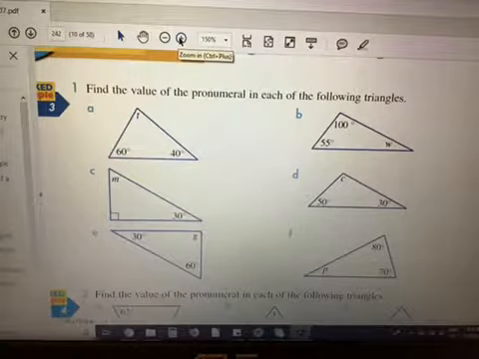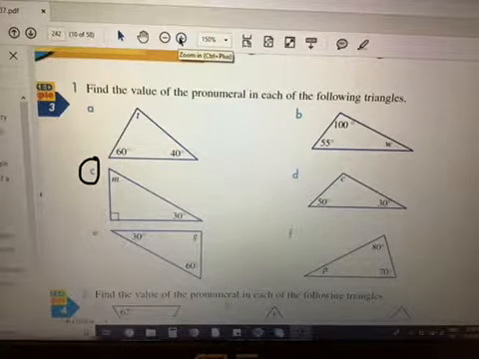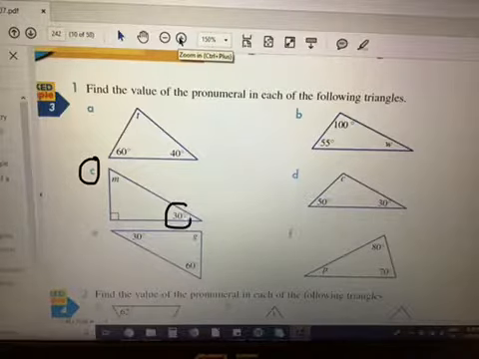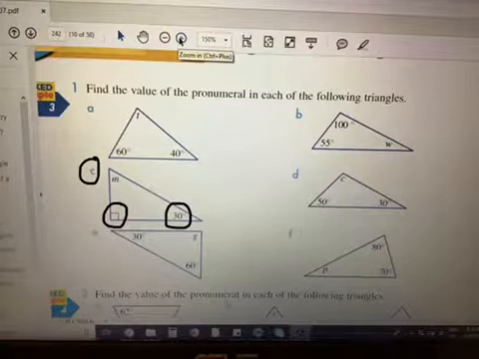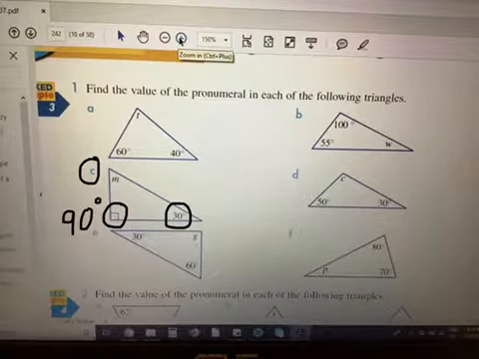Alright, so let's have a look at another one. Let's have a look at C. C gets a bit tricky sometimes because a lot of people think, oh, but I've only got one number here. So this one you've got 30 degrees. Then over here you've got a right angle. So that little square shows a right angle, which means that automatically is 90 degrees.